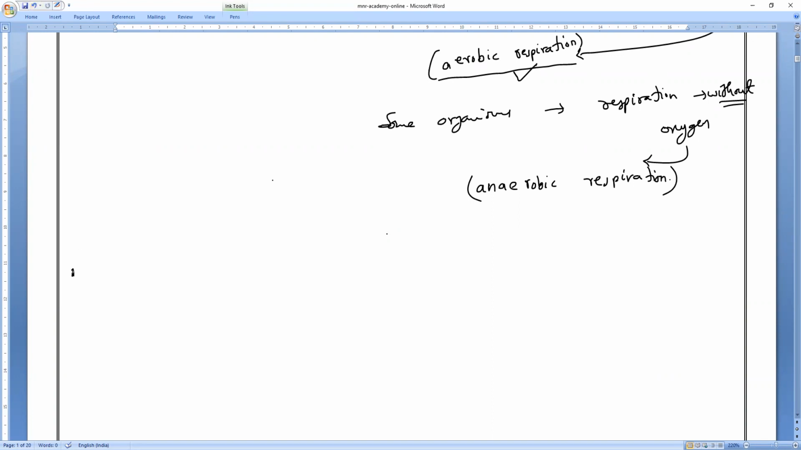Point number one, which you have to remember: we all know glucose. What is the glucose formula? C6H12O6. So how many carbons are there? It is a six carbon atom compound.